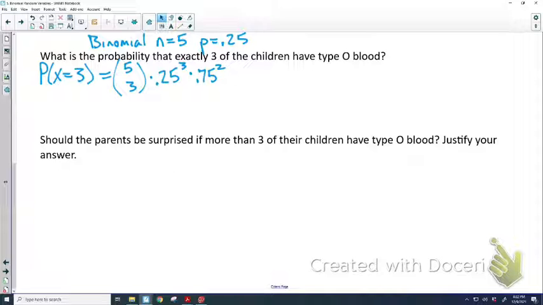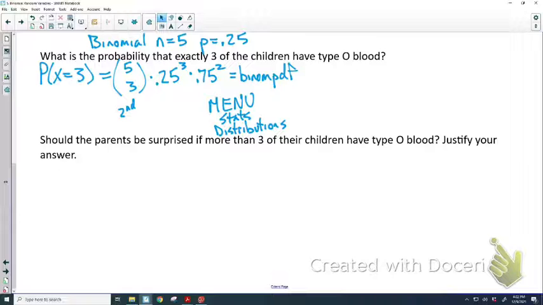5 choose 3 is tricky on the calculator. That's a combination, so you'd want to pick probability, then combinations. But there's a one-shot way to do it, and that is with binomial PDF. So if you press Menu, Stats, Distributions, and then scroll down to binomial PDF, or if you're holding an 84, press Second and then VARs, and scroll way down to binomial PDF.